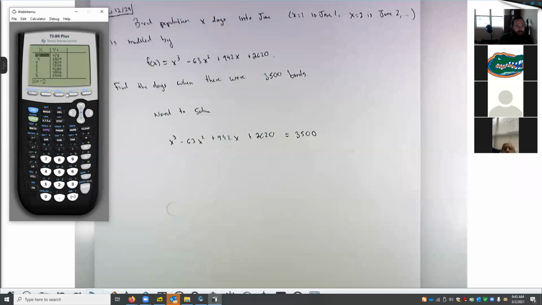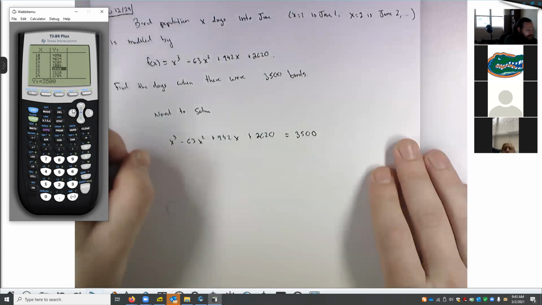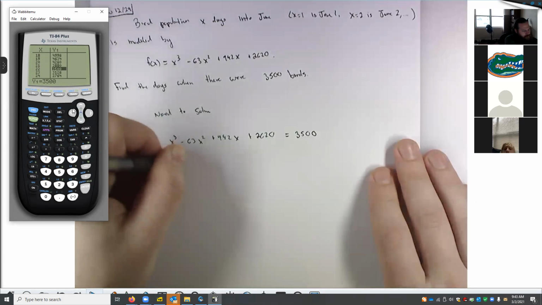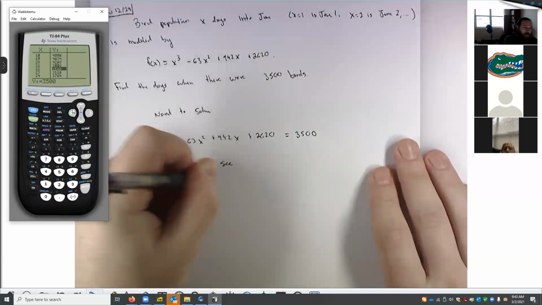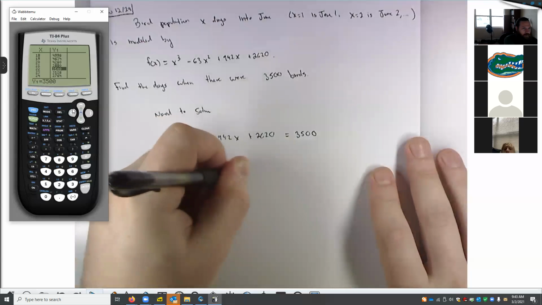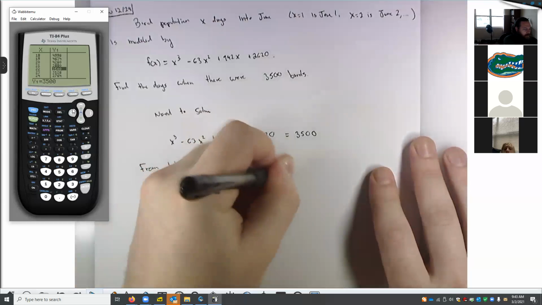So what do we have? I see right here, on June 1st, x equals 1, this is exactly equal to 3,500. And I should see if there's anywhere else. So let me keep scrolling, because we know it increases for a while and then decreases. Yeah, look, here's another one. So on the table, we see that x equals 1 and x equals 22 are solutions.